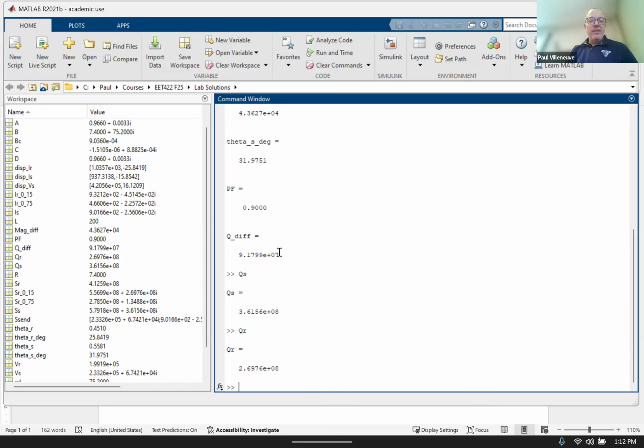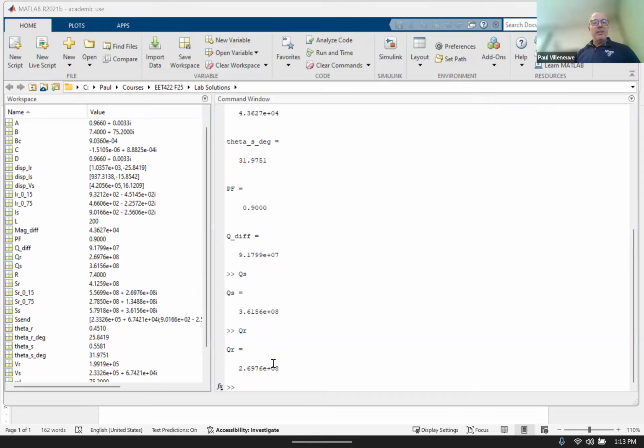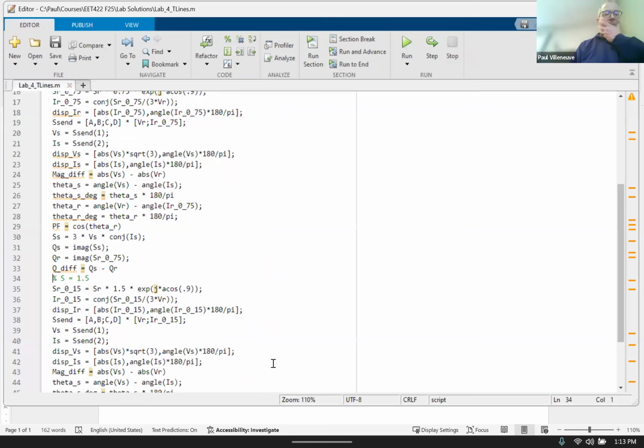And then the Q difference is here. Oh, yeah. Okay, that makes perfect sense. So QS has 362. QR is 270. No, that doesn't make sense because the sending end should be a little bit less than that. Do I have that backwards?